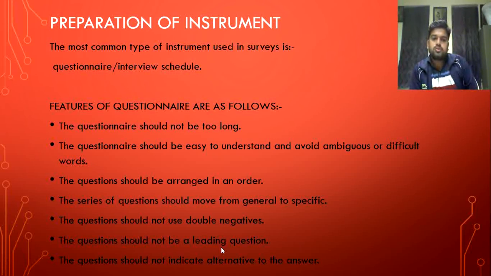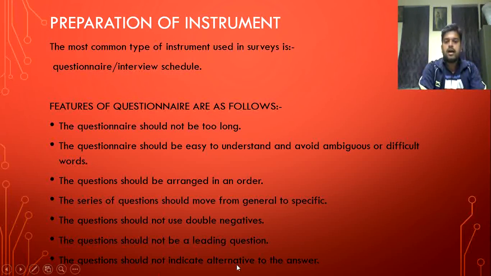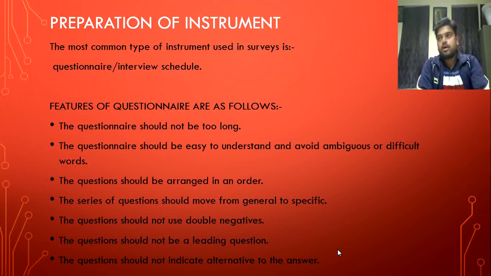Now the questions should not indicate alternatives to the answer. These last two features are very related. So the questions should not indicate alternatives to the answer. The question should not have the answer in it. Now this is the way. The question is, what are you going to do after doing your course? You will be a housewife or you are going for higher study.